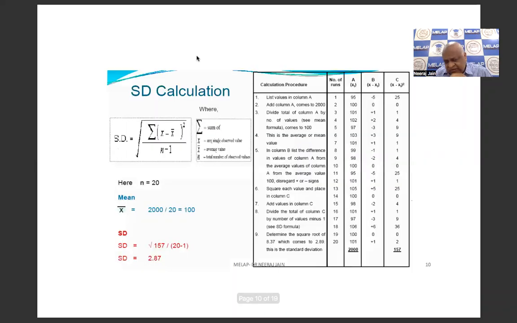Now, look at this. Don't think this is something very complicated. Look at this figure, x minus x bar: the difference between the mean and the individual data point. You can imagine, the higher the difference between the mean and the individual data point, the higher will be the square. Square of 3 is 9, square of 4 is 16, square of 5 is 25.